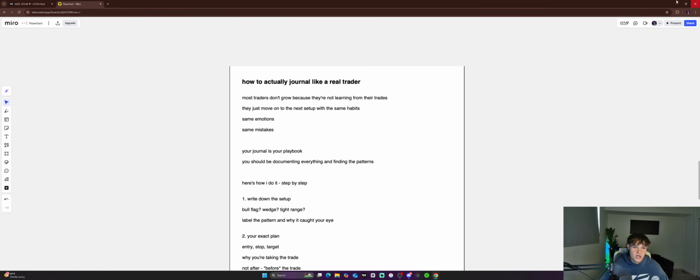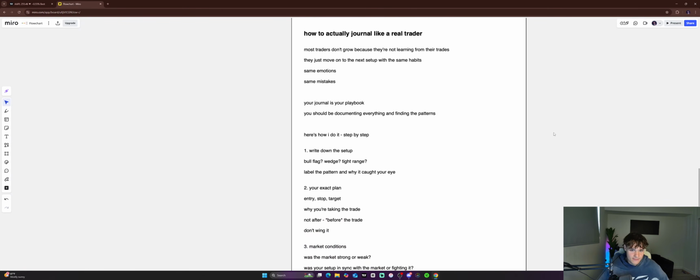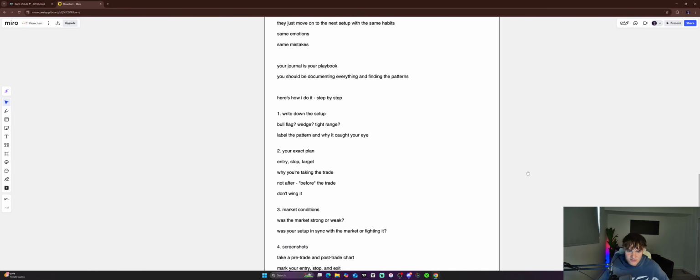That's very important. You should be documenting everything and finding these patterns that align. Now, here's how I do it, step by step. I write down the setup, whether it was a flag, a wedge, a range. I will label the pattern and why I liked it. Why did it do this? Did it meet my criteria? Did it move 100% already? Was it tight? Did it get above the moving averages? That's just an example. So that's what I'm looking at.